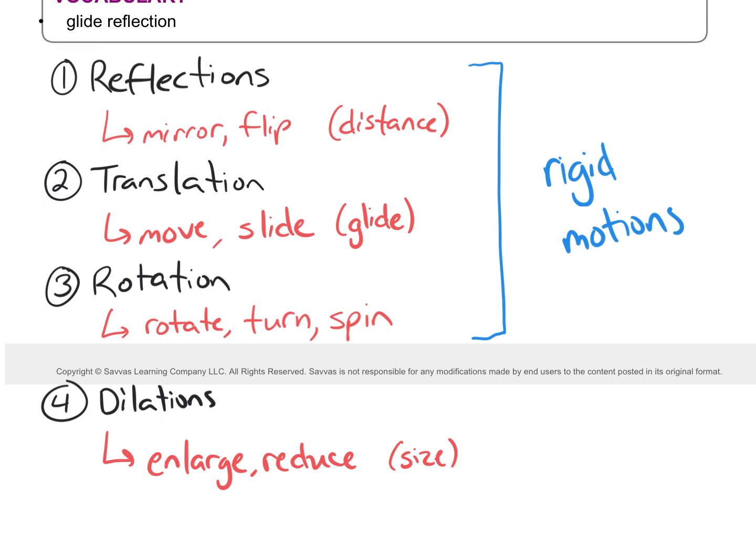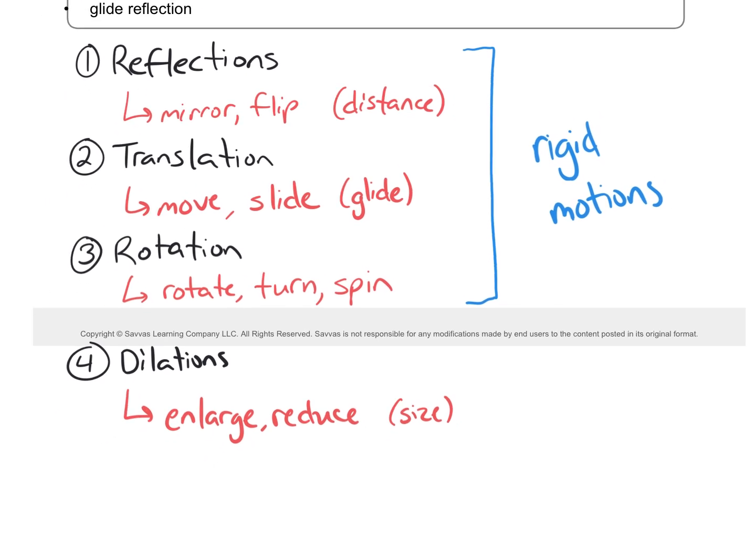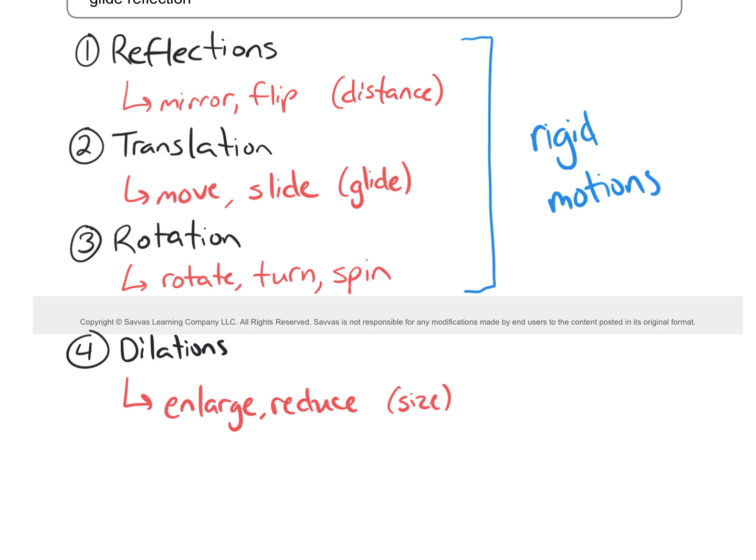So today, when we're talking about compositions of rigid motions, can dilations be a part of that? No, because it's not a rigid motion. So we are not talking about dilations today. We are going to be talking about combining reflections, translations, and rotations. Talking about putting those together.